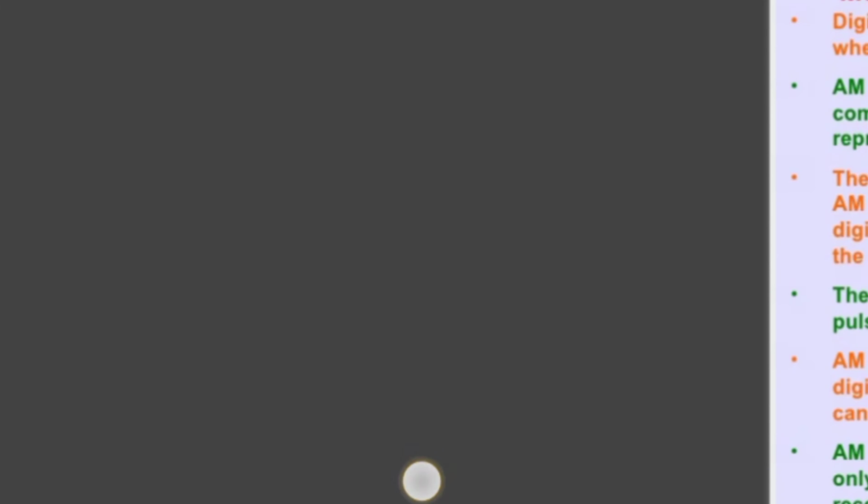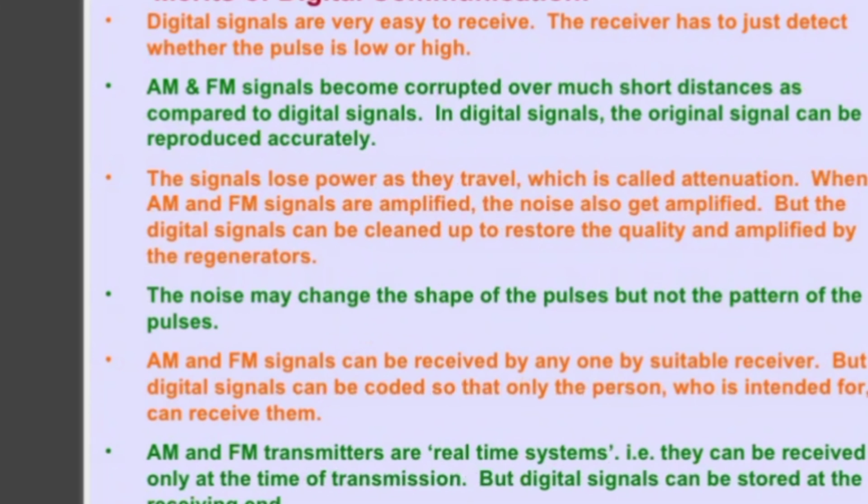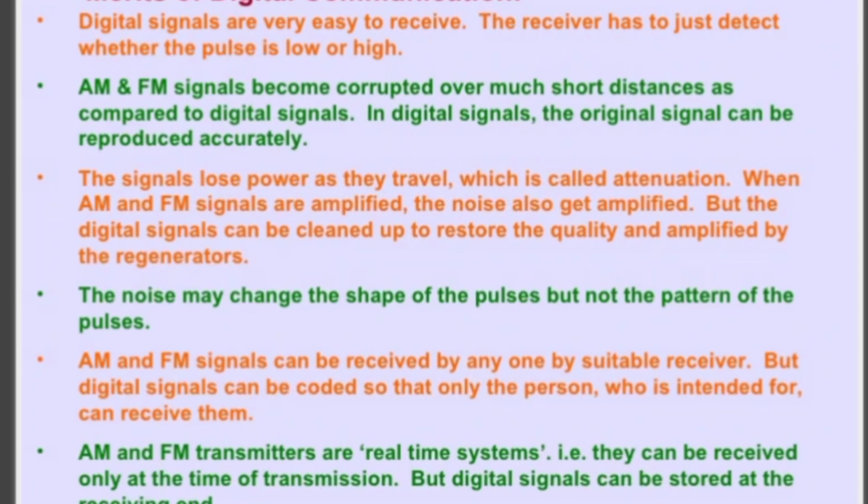What are the merits and demerits? The digital communication system has many merits. The signals are very easy to receive because the digital communication receiver has just to detect whether the pulse is low or high. Hence it gives clear audio, whereas FM and AM signals become corrupted over much shorter distances as compared to digital signals. Digital signals give clear voice. Hence we are obtaining good quality images and good quality audio nowadays, as digital techniques are employed for movies and OTT platforms.